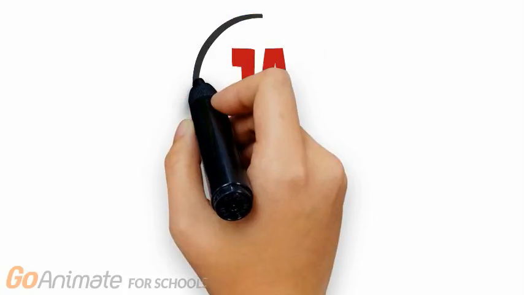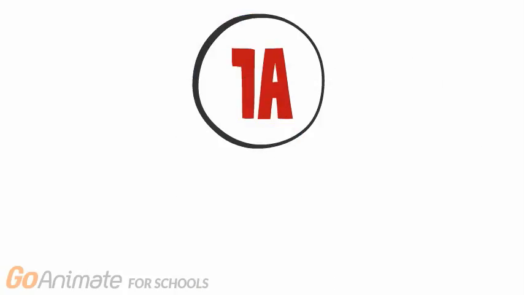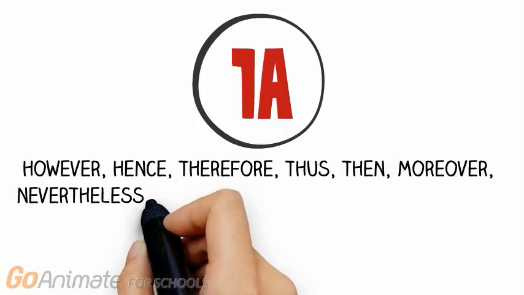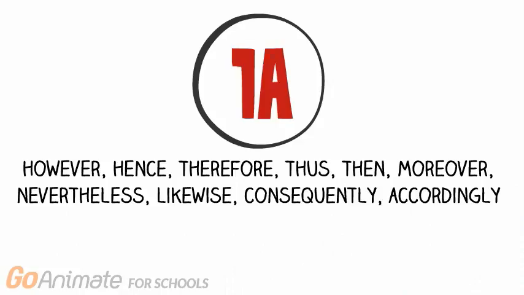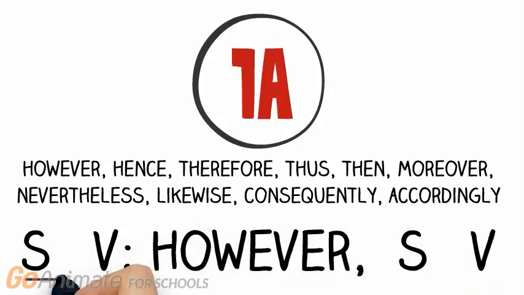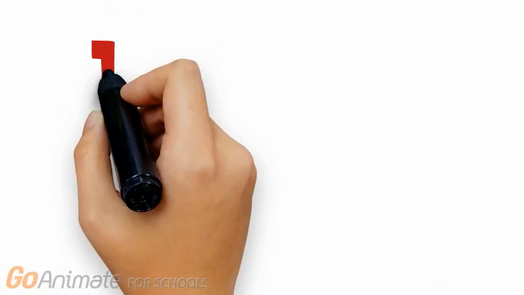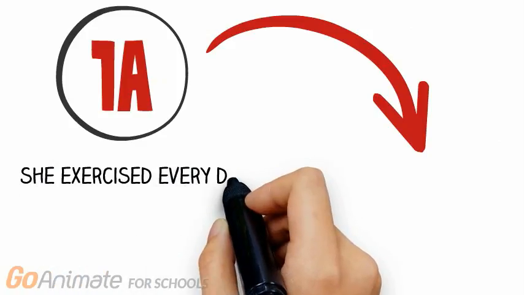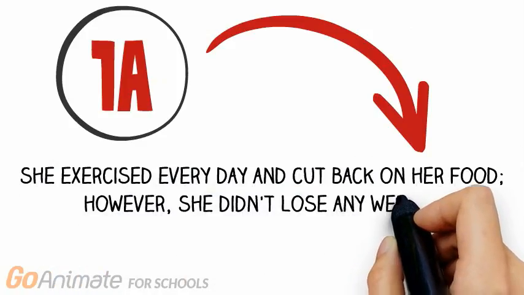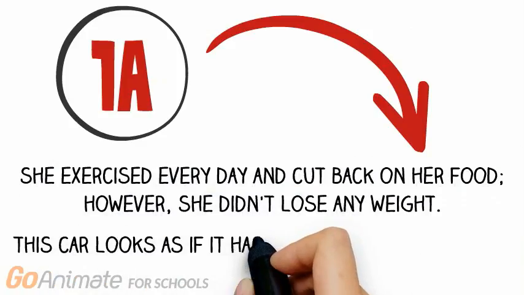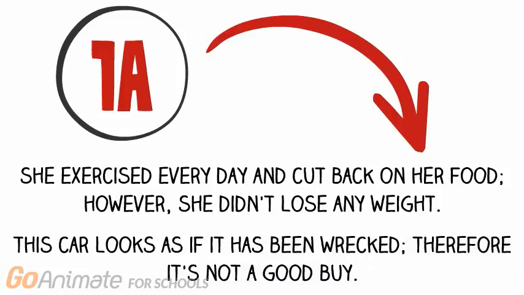Once you're comfortable with pattern 1, you can start to vary it. For example, pattern 1A uses a conjunctive adverb or connector, such as however, hence, therefore, thus, then, moreover, nevertheless, likewise, consequently, and accordingly. You still need a semicolon before the connector, but a comma after the connector is optional. Here are a few examples of the 1A pattern. She exercised every day and cut back on her food; however, she didn't lose any weight. This car looks as if it has been wrecked; therefore, it's not a good buy.